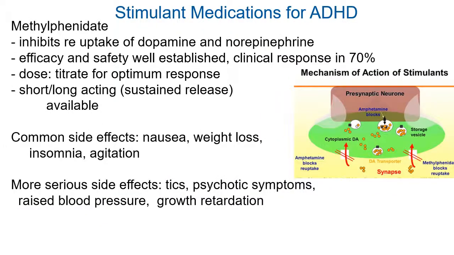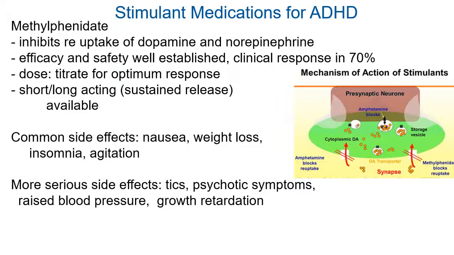Now, the first medication we're going to discuss here is methylphenidate. Now, methylphenidate is a stimulant that works by inhibiting the reuptake of dopamine and norepinephrine. So these are neurotransmitters that, when the reuptake is inhibited, will stimulate CNS stimulation.